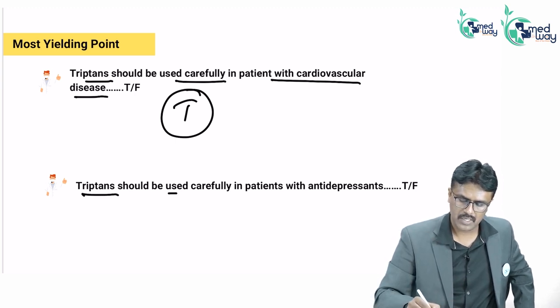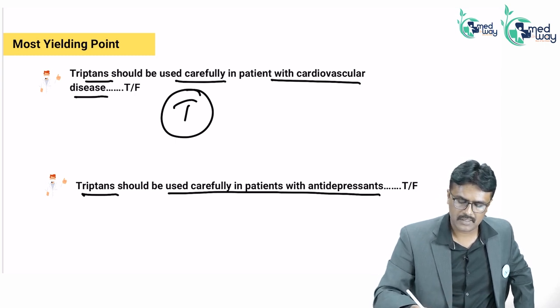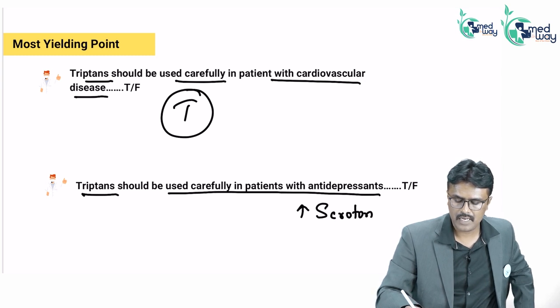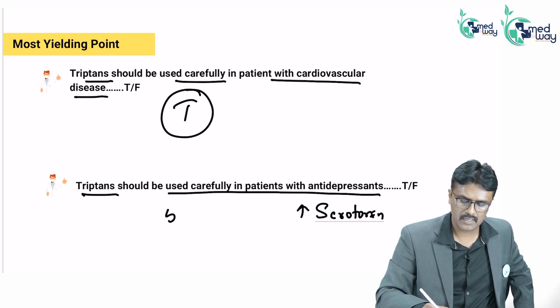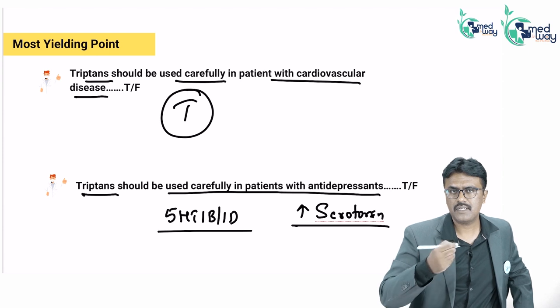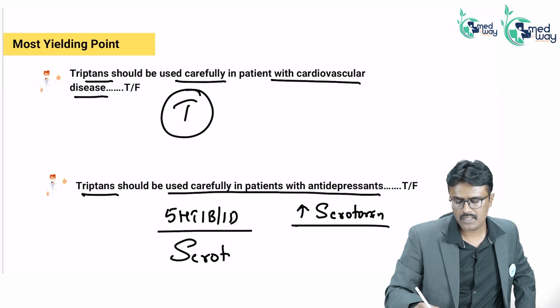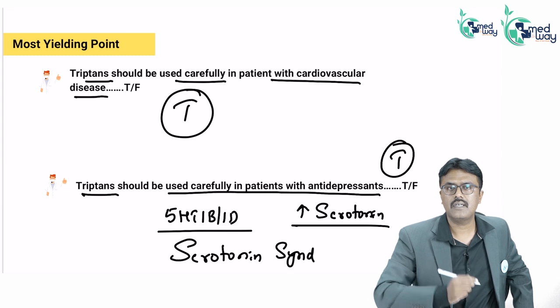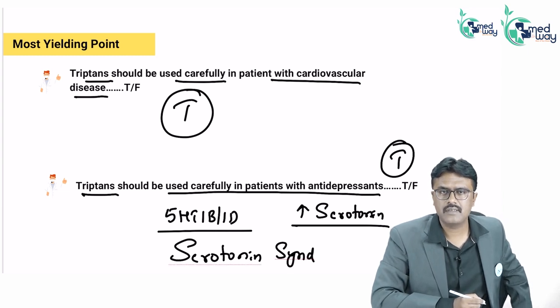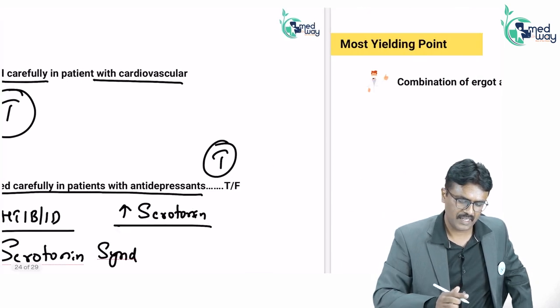Triptans should be carefully used in patients on antidepressant drugs. Now remember, antidepressant drugs, most of them increase serotonin. And the triptan's action is to stimulate the serotonin receptor 1B, 1D. So what happens if serotonin is high and you are also stimulating serotonin? This will lead to serotonin syndrome. So that is the reason you should be careful when you are using it in a patient on antidepressants. There is a risk of serotonin syndrome. Okay.